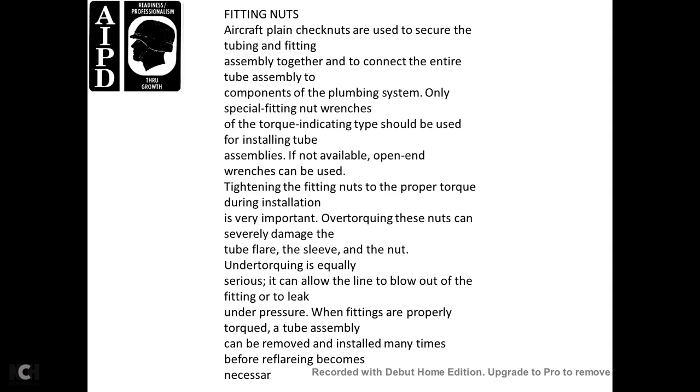The tightening of the fitting nuts to the proper torque during installation is very important. Over torquing these nuts can cause severe damage to the tube flares and the sleeve of the nut. Under torquing is equally serious. It can also allow the tube to blow off the fitting, causing leakage under pressure. When the fittings are properly torqued, the tube assembly can be removed and installed many times before reflaring becomes necessary.